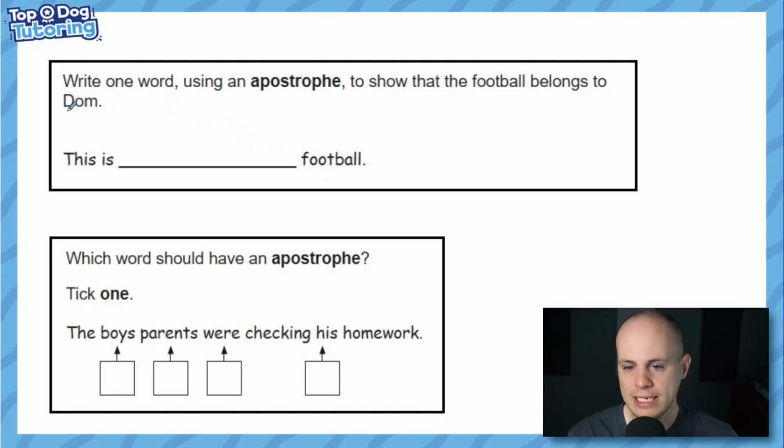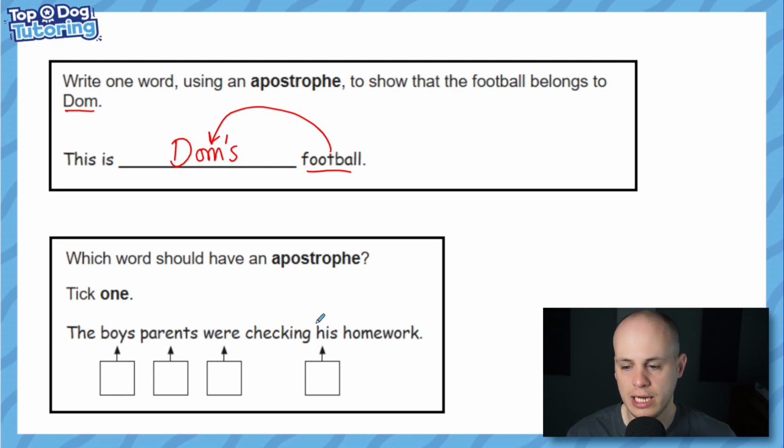So if my noun is Dom, and I want to show that the football belongs to Dom, we always write our noun, and then we simply put apostrophe S on the end of it to show that the football belongs to this person, Dom. All right? It's as simple as that. Which word should have an apostrophe? Okay, let's think about it.